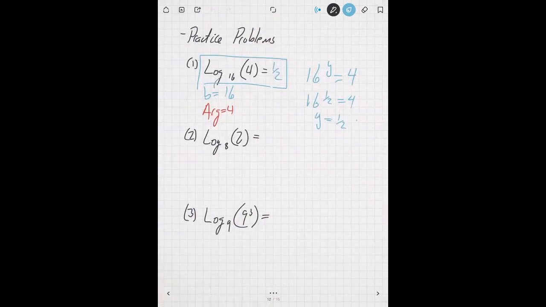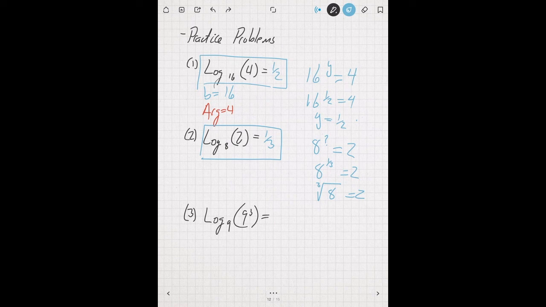Here I have log 8 of 2, and that's equaling something. So I have 8 to some power gets me 2. Well, 8 to what power would get me 2? Well, 8 to the 1/3 power. If I took the third root of 8, or I should say the cube root of 8, I would get 2. So log base 8 of 2 is 1/3. How do I get 8 into 2 by raising it to an exponent? Well, raise it to the 1/3 power.